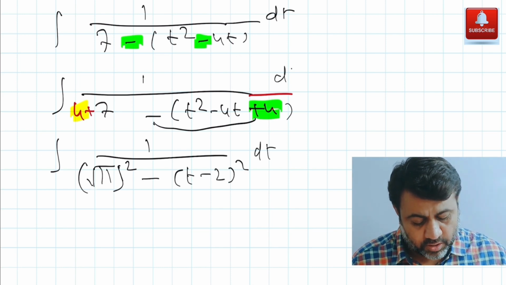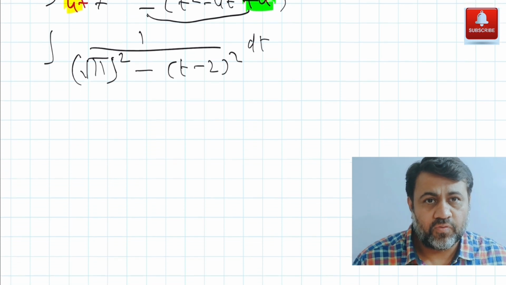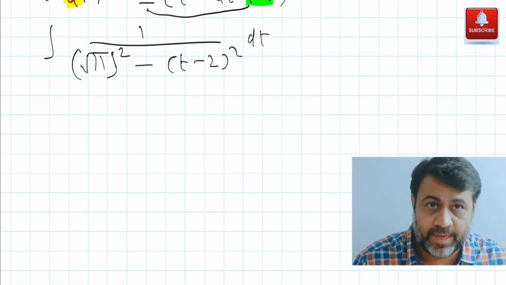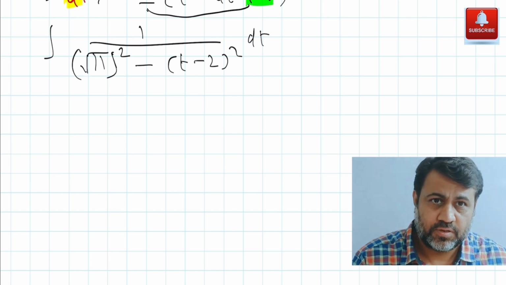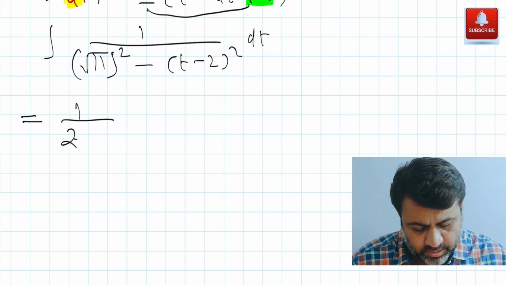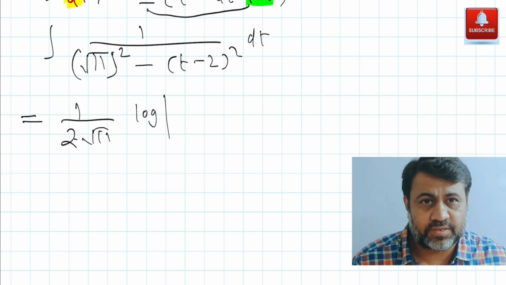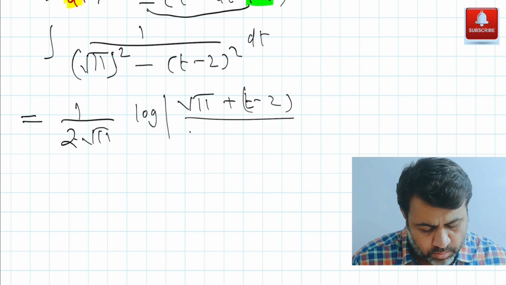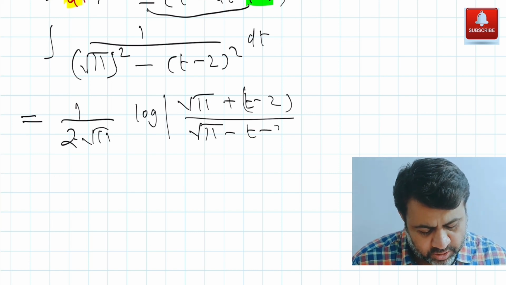Now this is like constant minus variable, right? 1 by constant minus variable, the formula is 1 by 2a log mod a plus x upon a minus x. Just apply the formula. 1 by 2 times a, what is a here? a is root 11. Log mod of root 11 plus t minus 2 upon root 11 minus t minus 2, inside the bracket.